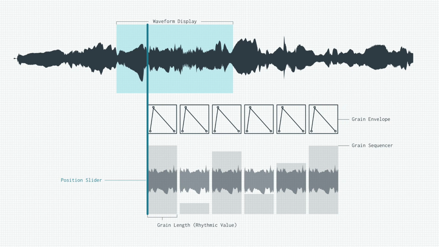So what will happen then is that that fragment of audio will be looped, and it will be multiplied by a grain envelope that will determine the shape or the contour of that fragment of audio, and then that's going to be passed by a sequencer that will determine the volume of each repetition of your fragment. So that's how you can create textures.